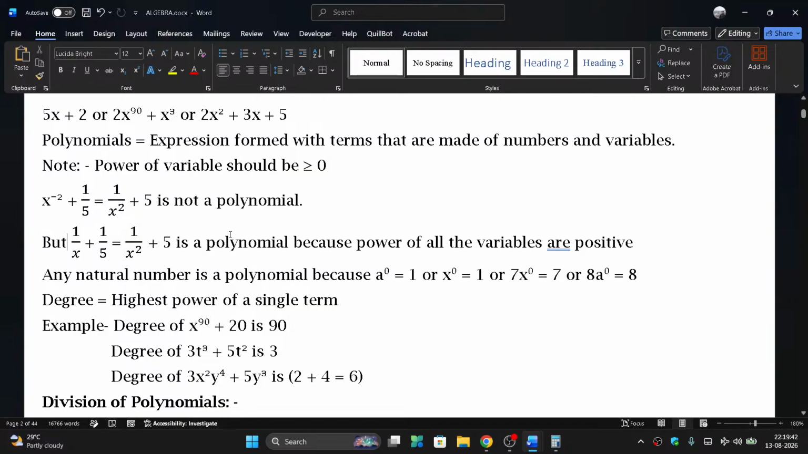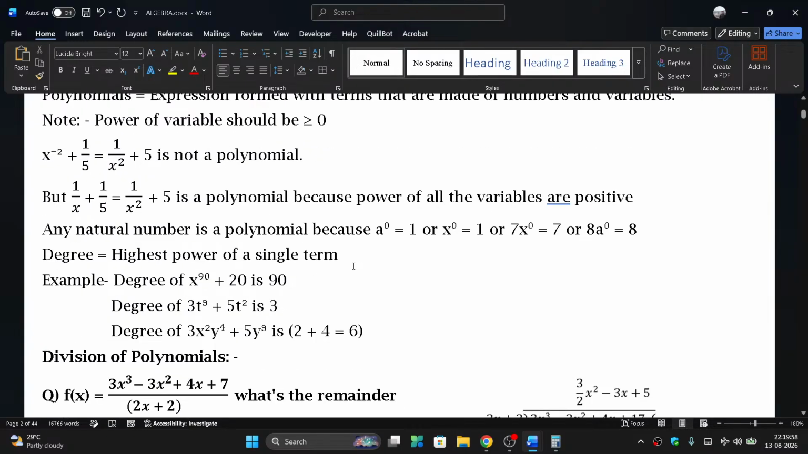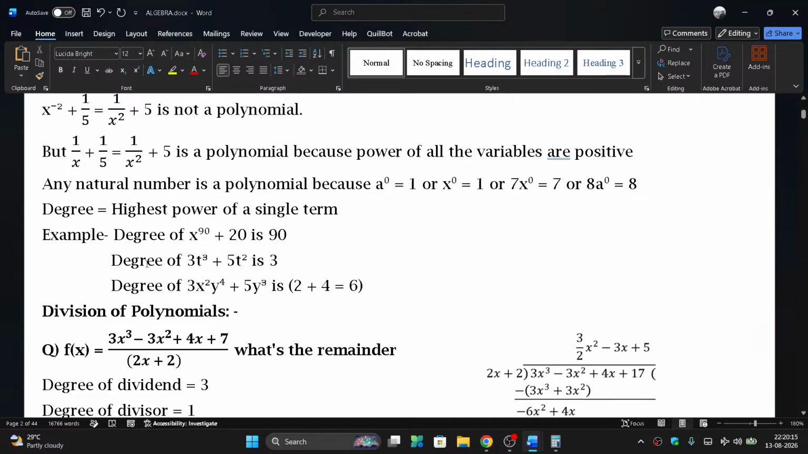Because all the powers, or do we call them exponents? I think so. All the exponents are positive. It has to be positive to be a polynomial. Even if the power is 0, it is a polynomial, because a to the power 0 equals 1, x to the power 0 equals 1. Even if it is a monomial, it has to contain a variable, otherwise it will be only a number, like 7x to the power 0 equals 7. Okay, these are some simple things. You can go through all this.